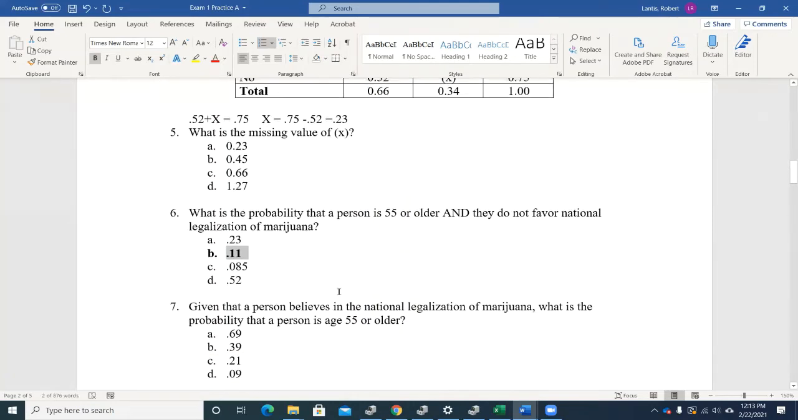Now we'll get to some maybe a little bit more difficult things. Right? So given that a person believes in the legalization or wants the legalization of marijuana, what's the probability they are 55 or older? So let's think first about what we want. So I'm going to switch over here.